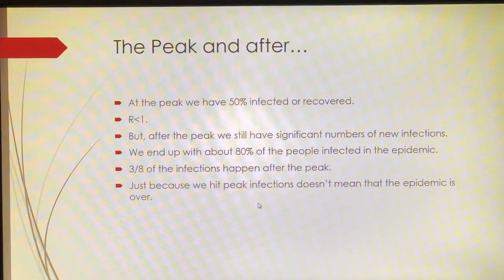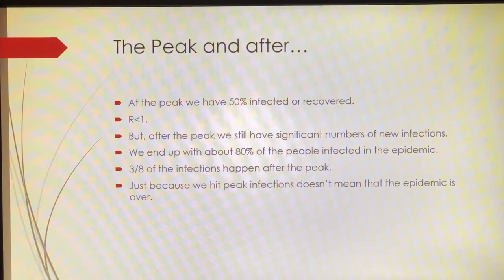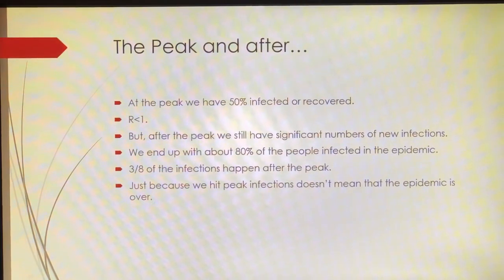Right? So again, just to restate this, at the peak we have 50% infected or recovered. This tips us to having R less than 1, but after the peak we're still going to have a significant number of new infections. And for this example, we end up with about 80% of the population infected overall in the epidemic. I think the coronavirus outbreak will certainly be less than that, everyone hopes.